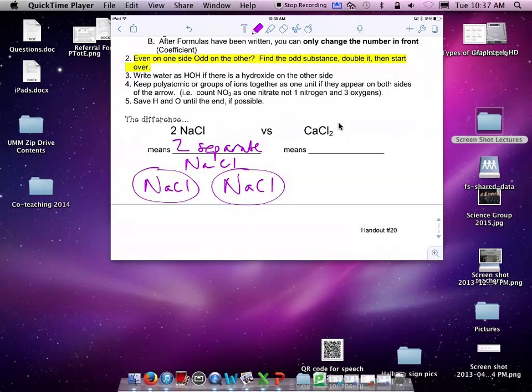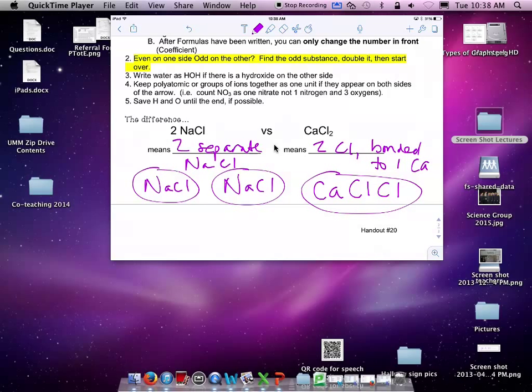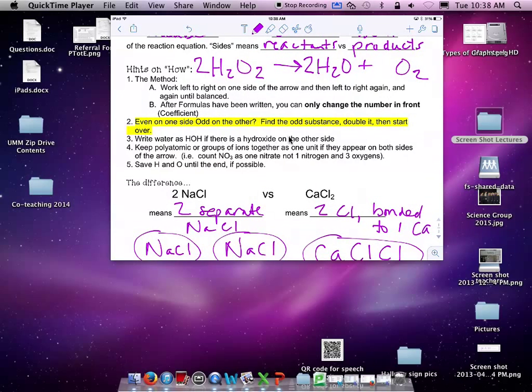When it looks like this, this means that you have 2 chlorines bonded to 1 Ca. So that looks like this, Ca, chlorine, chlorine, and that's all one thing. So this 2 only goes to the chlorine because of where it's written. Numbers in front multiply backwards to everything. So just see the difference there between a 2 here and a 2 here. So up here, remember, the only place we can put numbers is in the front. This formula has to stay as it is.